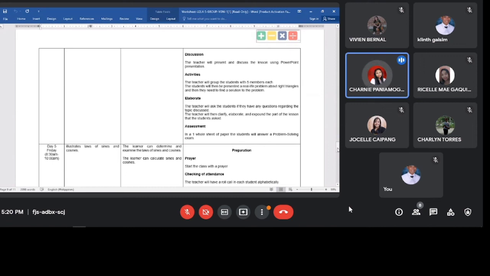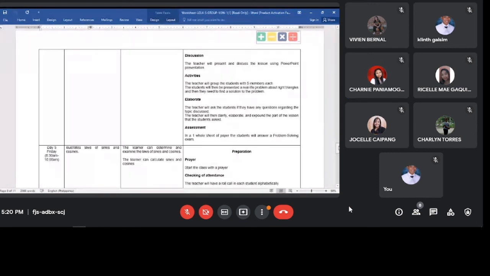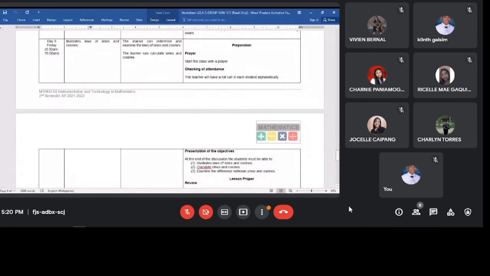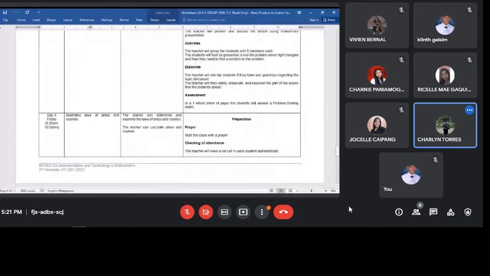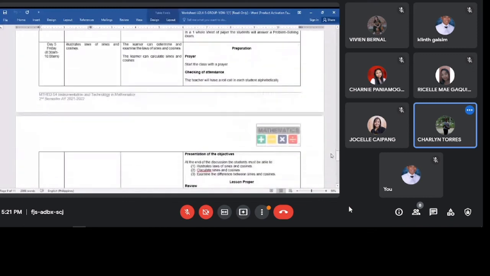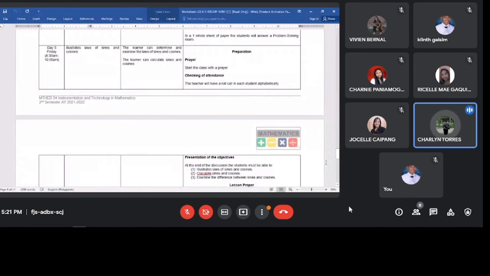For the assessment, in one whole sheet of paper, the students will answer a problem-solving exam. So for day 5, the learning competency illustrates the law of sines and cosines.